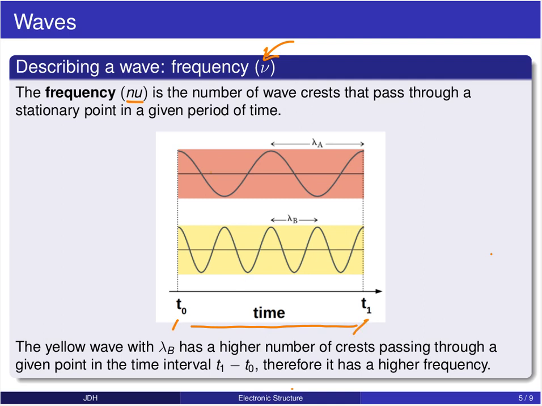So when we compare the red and yellow visible light, the red and yellow forms of electromagnetic radiation, we can see that in the case of the yellow, there are going to be more wave crests that pass through any given stationary point per unit time.